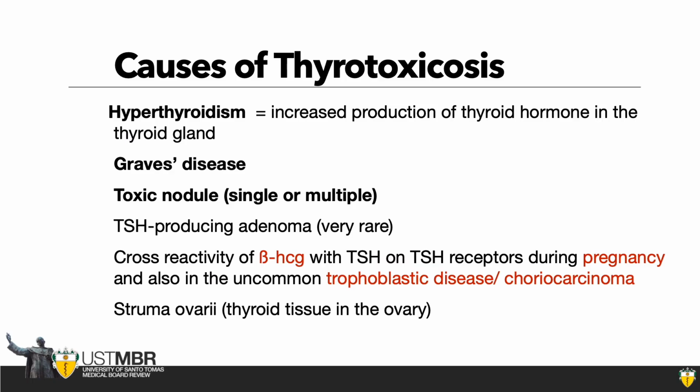We'll talk about the bold ones because they're the more common ones. We said TSH producing adenoma is extremely rare. Then you have cross-reactivity from beta HCG at the end of first trimester or a trophoblastic pregnancy. Then once in a while you encounter, or very rarely actually, struma ovarii. These are ectopic thyroid tissues.